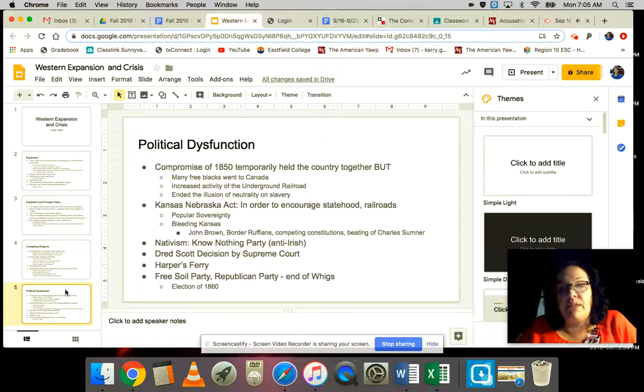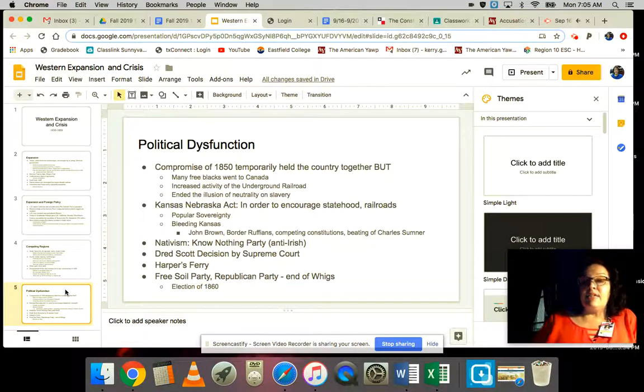There's a lot of components that I don't think we would recognize as being part of the Republican Party. Things like strong federal government interference. But nevertheless, this leads to kind of the end of the Whigs and the election of 1860. But the election of 1860 doesn't just happen in a vacuum, right?